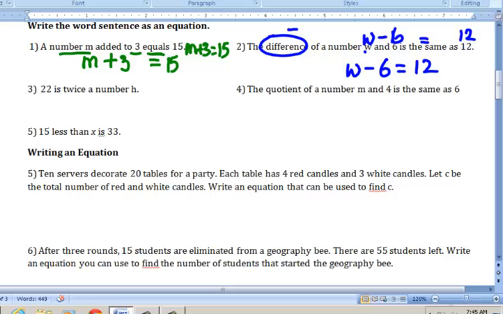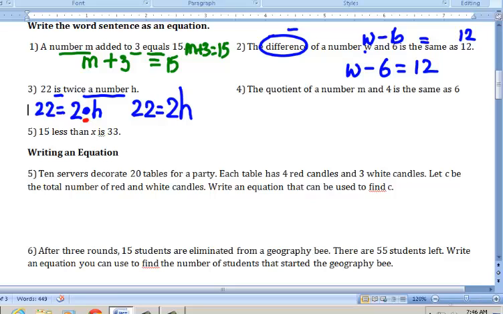22 is, means equal to, twice a number, that means multiplication, so 2 times h. You can rewrite this as 22 equals 2h. Again, try to write it without the multiplication sign, without this one in the middle, just because that's how you're going to see it in a textbook.